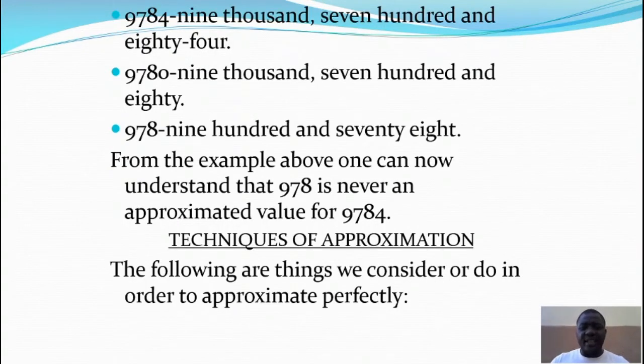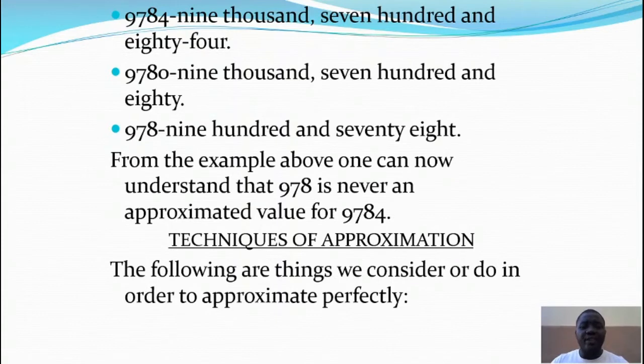So we have techniques in carrying out approximation. Before you look at the techniques, I write out the figures for you to understand. Here, the original figure is 9,784, while the approximated value we obtained was 9,780. Some people will put 978 as their value, which is totally wrong, totally far from the original value.